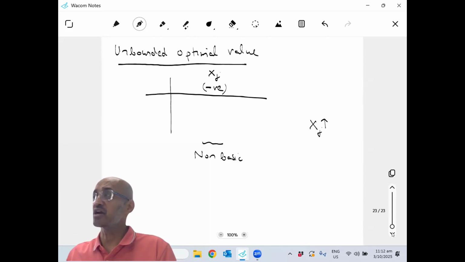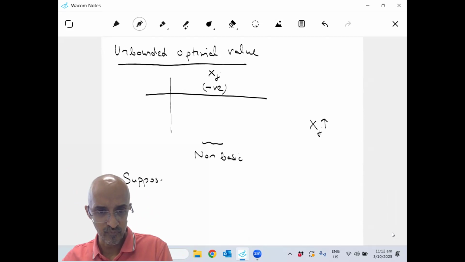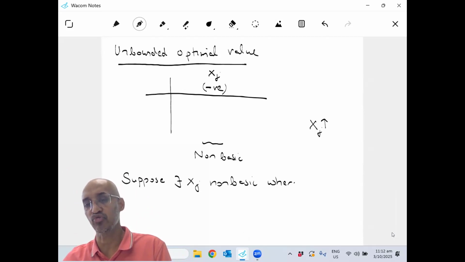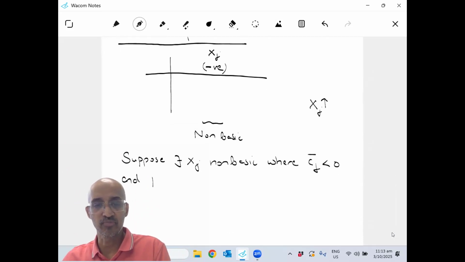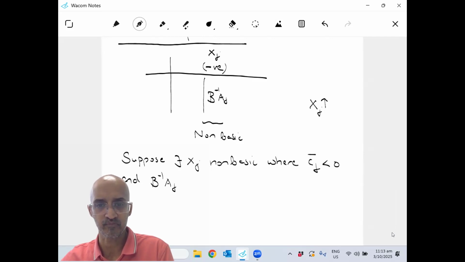When we did the ratio test, suppose there exists some non-basic variable xj where the reduced cost is negative, and the corresponding B inverse Aj. Remember, this column is the B inverse Aj column in the tableau.